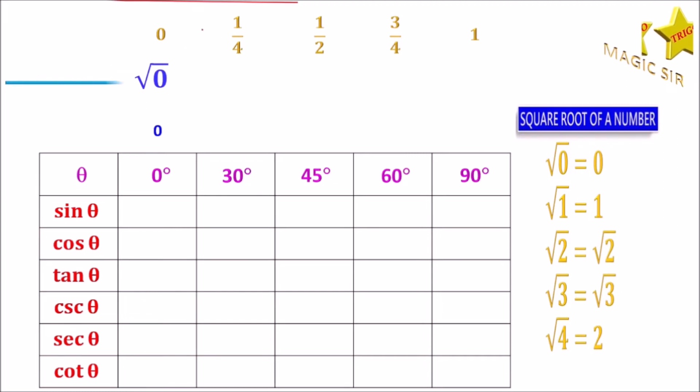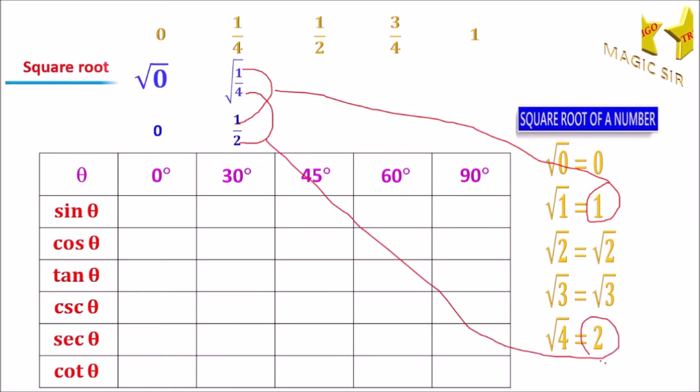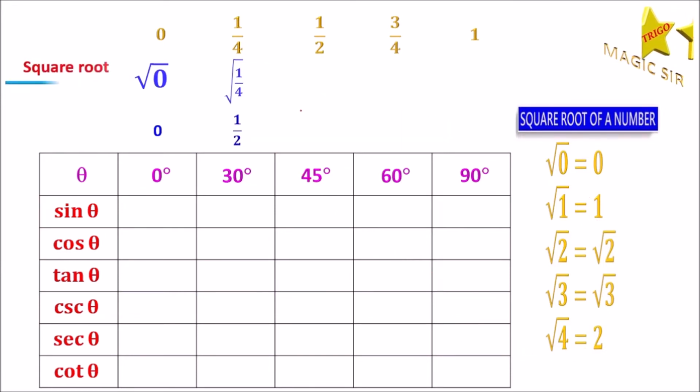Square root of 1 upon 4 is 1 upon 2, because square root of 1 is 1, and we know that square root of 4 is 2. So we write square root of 1 upon 4 is equal to 1 upon 2 for 30-degree angle.